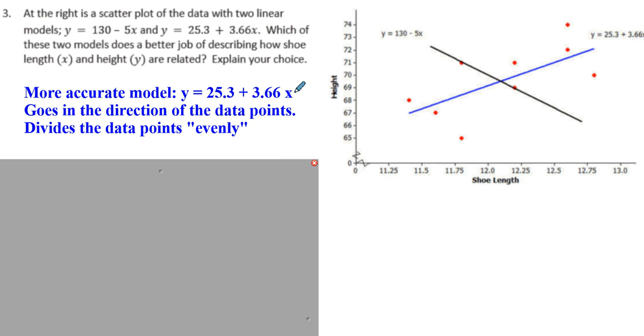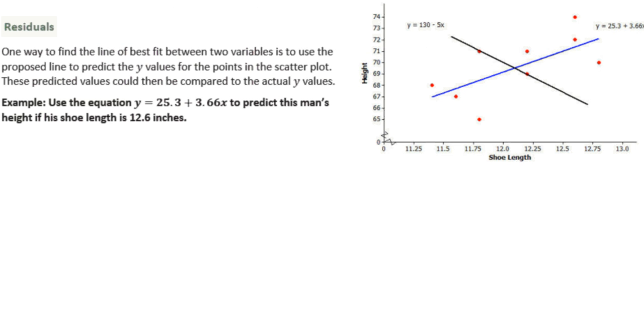So if we're going to use this model, what predictions can we make? And when we do make the predictions, how accurate are they? One way to find the line of best fit between two variables is to use the proposed line to predict the y values for the points in the scatter plot. These predicted values could then be compared to the actual ones. So if we have y equals 25.3 plus 3.66x, can we use that to predict the man's height if the shoe length is 12.6 inches?